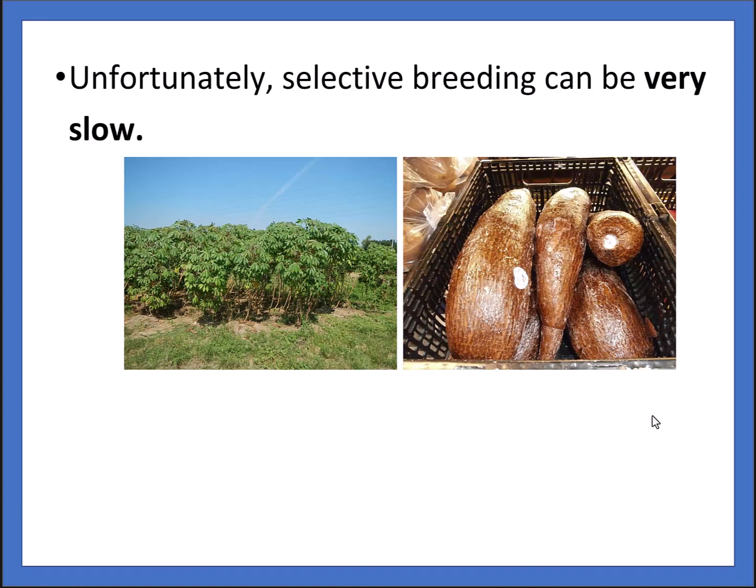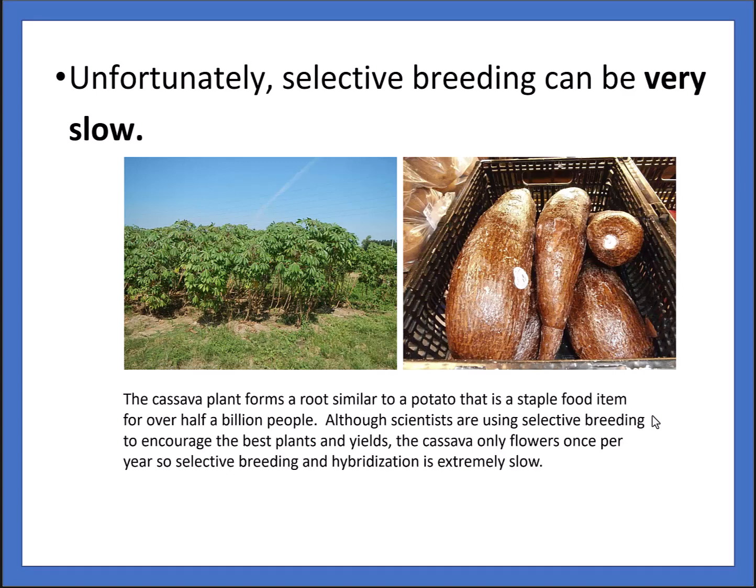Unfortunately, selective breeding can be very slow. The cassava plant forms a root similar to a potato that is a staple food item for over 500 million people. Although scientists are using selective breeding to encourage the best plants and yields, the cassava only flowers once per year, so selective breeding and hybridization is extremely slow. That flowering process is how they are cross-pollinated for the best traits, and so that is going to be an annual process of hybridizing those plants and breeding them, and that is going to make the cultivation of the traits that we want incredibly slow.